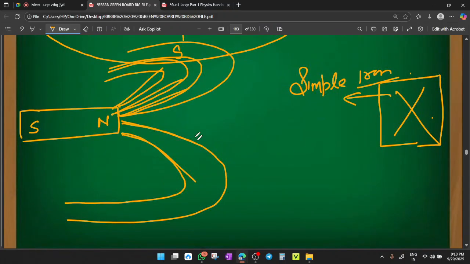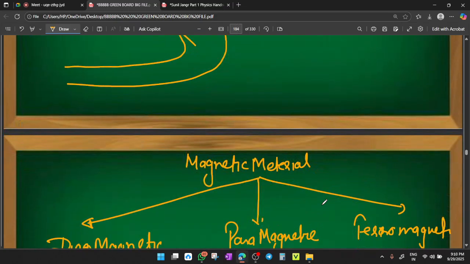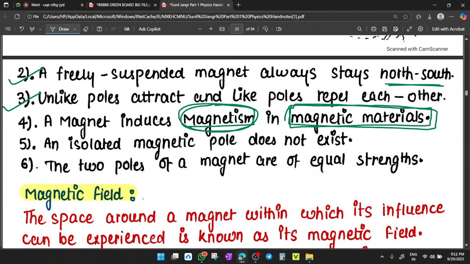So what I said, according to the property of magnetic material in presence of magnetic field. In presence of magnetic field, there is induction of magnetism inside the magnetic material. And the magnetic material can show three types of different behavior. Accordingly, the magnetic materials are classified into diamagnetic material, paramagnetic material, and ferromagnetic material. Later on, we will discuss the types of magnetic material.